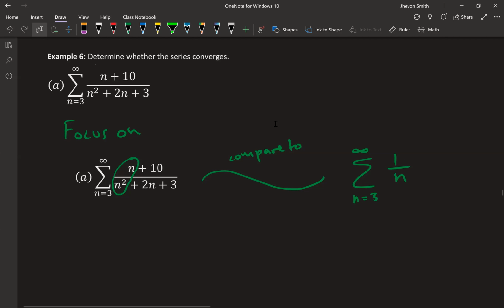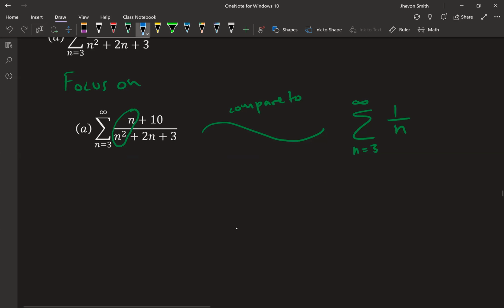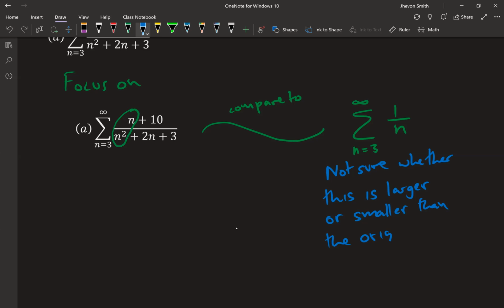Okay? Now, here's the problem. How do I know if this is bigger or smaller than this original guy, right? So notice here, we're not sure whether this is larger or smaller than the original.